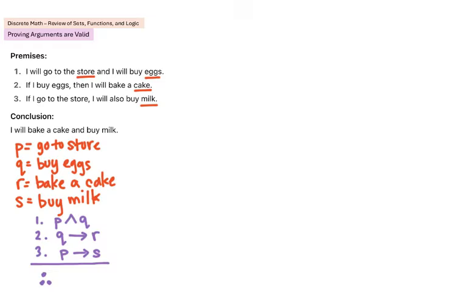Sorry, I don't like how that looks. Okay, the conclusion being, I will bake a cake and buy milk. So baking a cake is R, and buying milk is S. That's what we'll be trying to prove. So again, we're going to make 2 columns. We're going to have statements and then reasons.